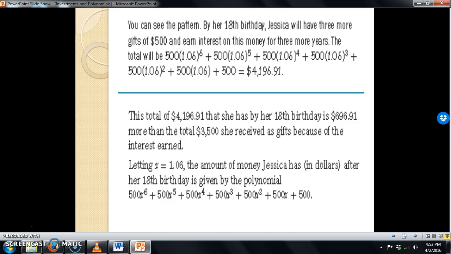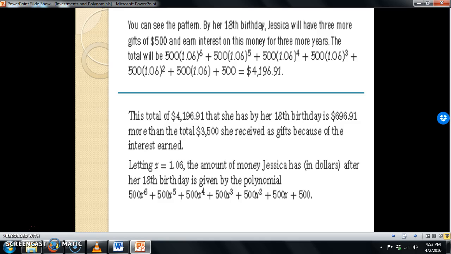So she earned $696.91 in interest because she got $3,500 in gifts. So I guess what it's showing is that you don't want to just put money in the bank and keep it there and not add to it. The power of compound interest is, of course, adding to your principal every single year.